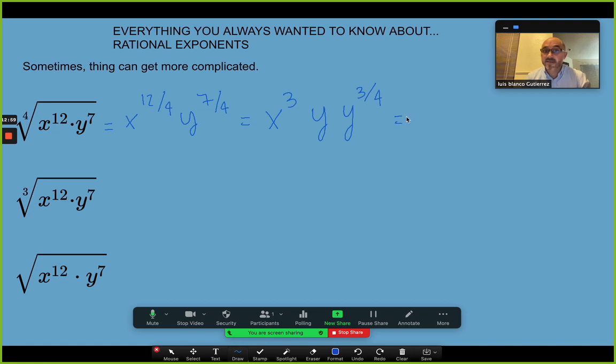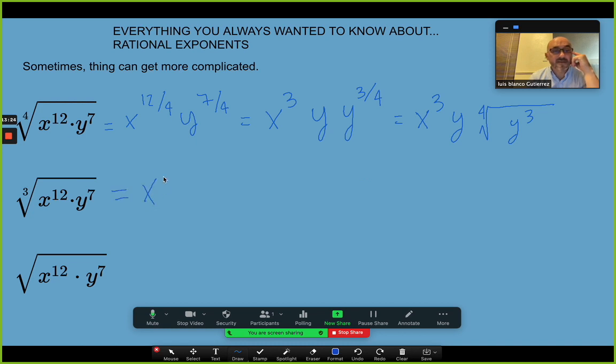So what is the final answer? X to the power of 3, y. And then the root is going to be index 4 of y to the third. That's the answer. So this is the point. The point is try to get rid of the radical as much as we can. Alright, the next one, let's do this one.